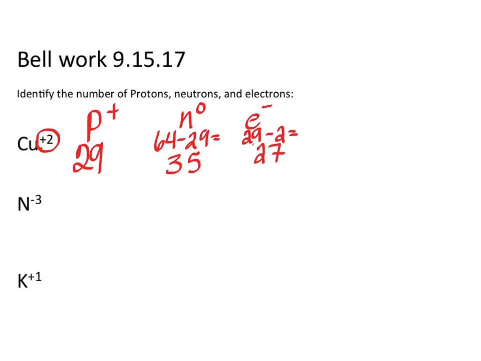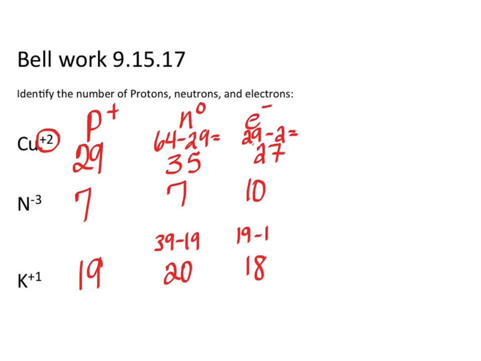Okay, so nitrogen with a minus 3 charge, how many protons? 7. How many neutrons? 7. And how many electrons? 10. Potassium with a plus 1 charge. Potassium's K. 19. How many neutrons? 39 minus 19. 20. And the charge is going to be 19 minus 1, which is 18. Good. Any questions over that?